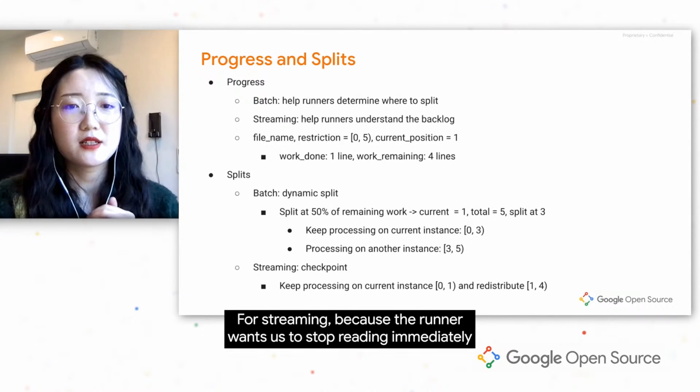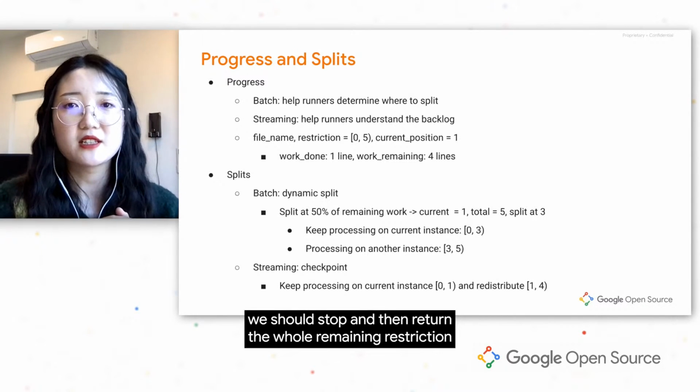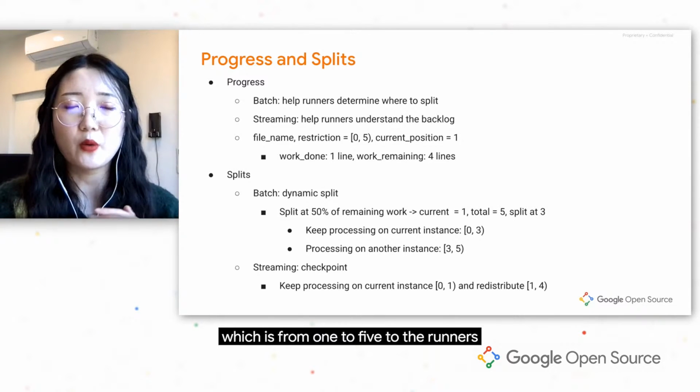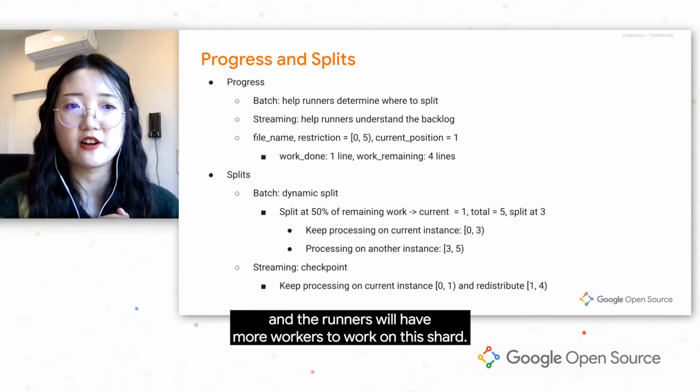And for streaming, because the runner wants us to stop reading immediately, that means after we finish processing and output the first line, we should stop and return the whole remaining restriction, which is from 1 to 5, to the runners. And the runners will have another worker work on this shard.